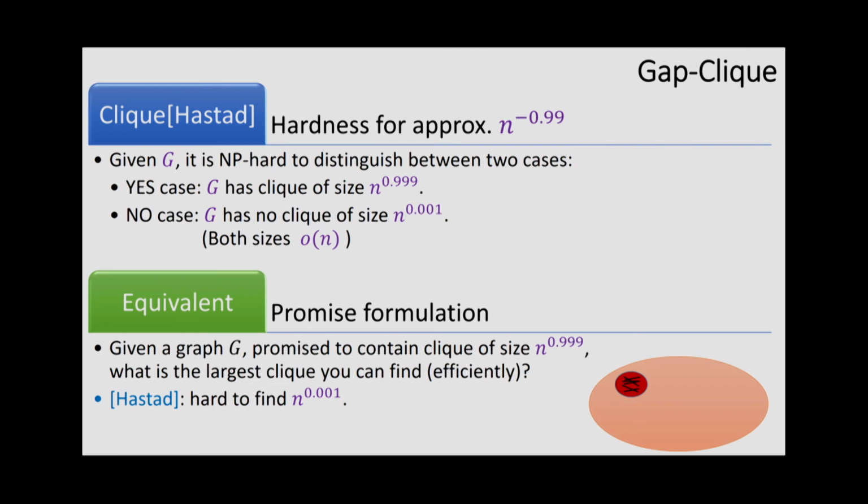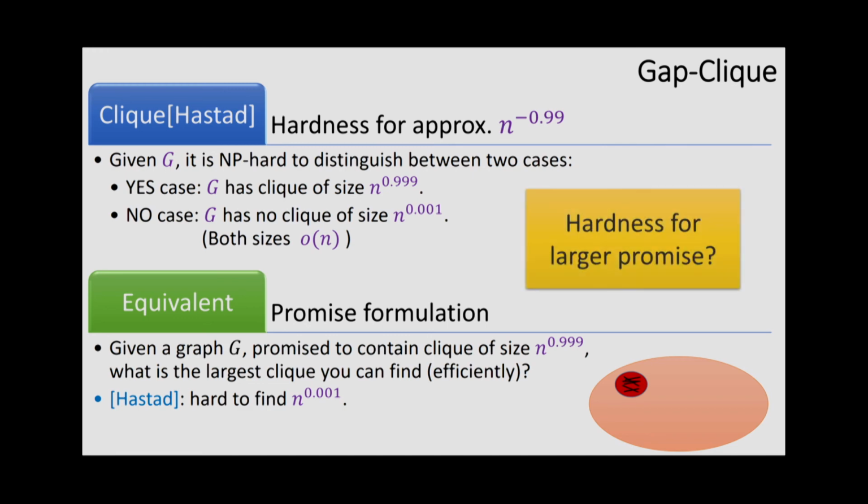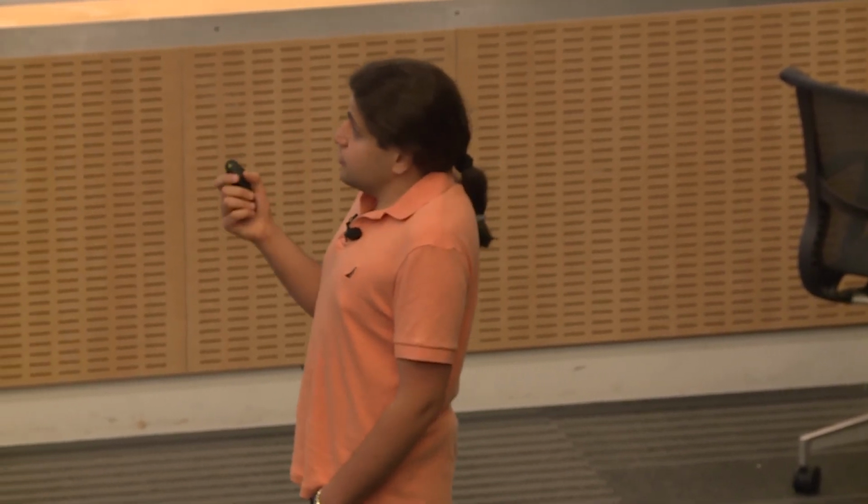But note that this theorem, while it's great, has one annoying drawback. Both in the yes case and in the no case, the size of the clique is actually vanishing when compared to the number of vertices in the graph. So here is a natural question: can we get a hardness result similar to that, but when the promise is to have a clique of a positive fraction, some epsilon fraction of the vertices?